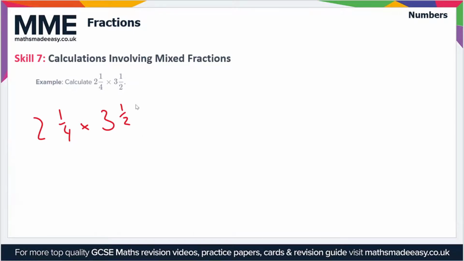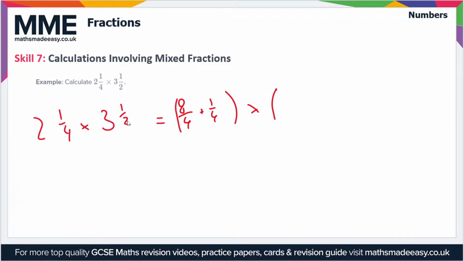So first of all we're going to have to convert these mixed fractions into improper fractions. So 2 we can write as a fraction of 4. What do you have to divide 4 by to get 2? The answer is 8. So we can write this as 8 over 4 plus 1 over 4. Let's put these in brackets just to make it clear. Times, now let's look at this second part here.